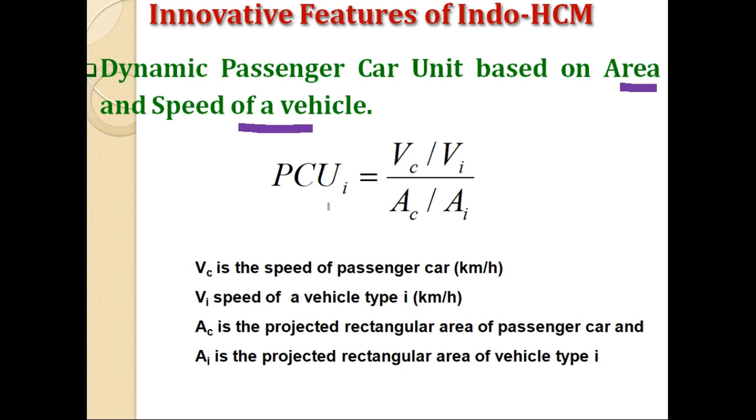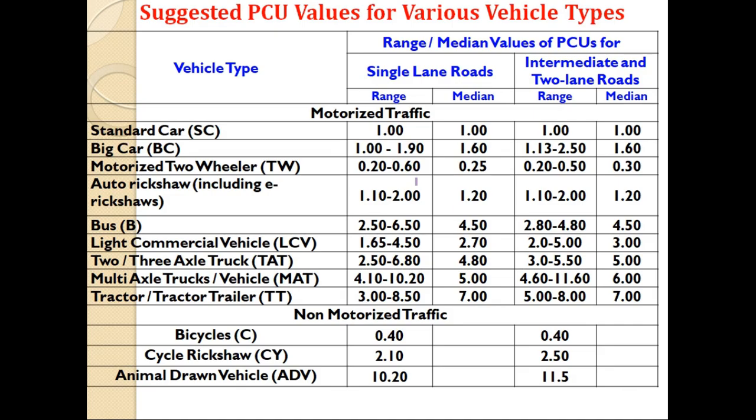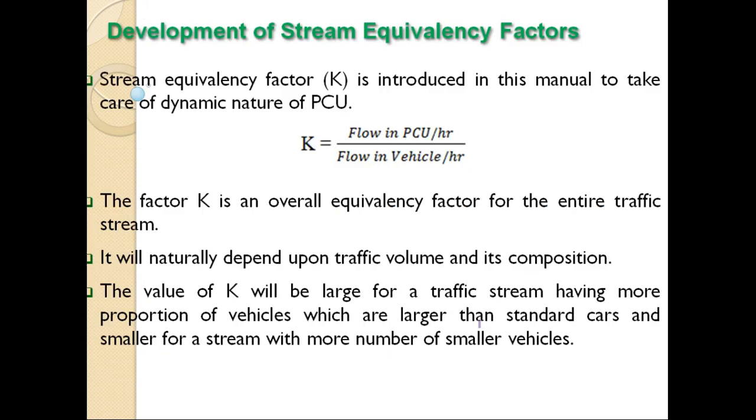PCU for a vehicle type i is given by the speed ratio divided by the area ratio of the vehicle with respect to a car. And this concept was used to derive PCU factors for single lane, intermediate and two lane roads, and these are the values which are suggested in the manual. These values are different from the values which are given in the IRC code.